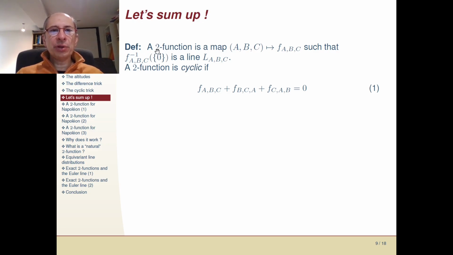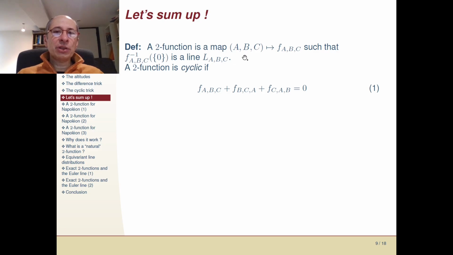More precisely, a two function is a map which takes as an argument a triangle ABC in a certain order, so it's an ordered triple of points, and the value fABC is a function defined on the plane with real values. So a two function is a map from the triple of points to the real functions defined on the plane. And we are interested in functions like this, such that the zero set is a line, which I call L_ABC. So fABC is a function which is not necessarily an affine function, but we require its zero set to be a line.